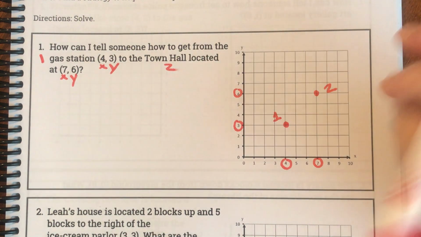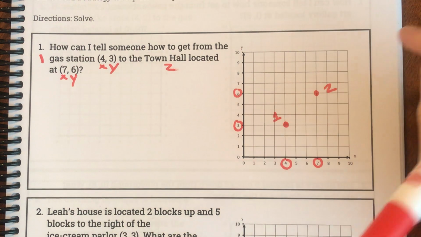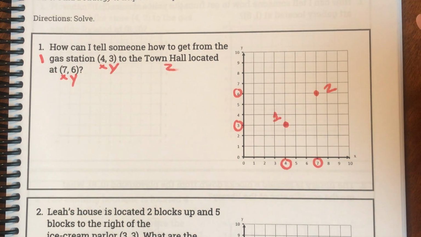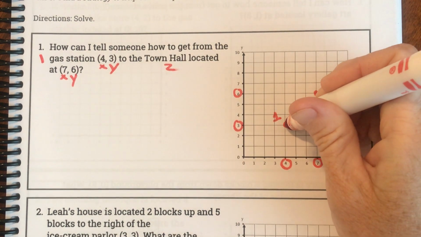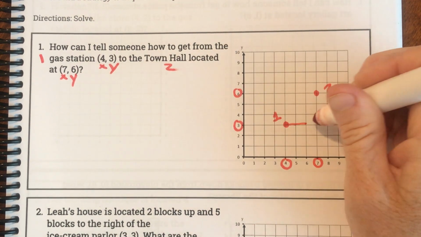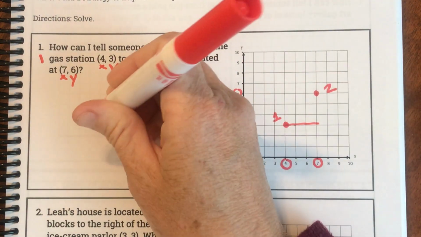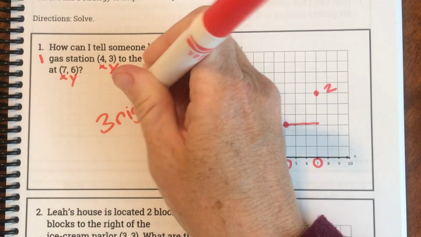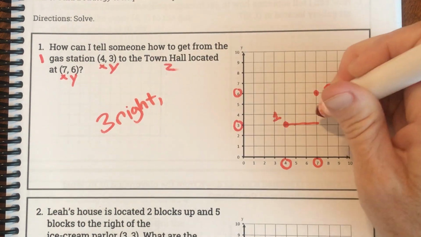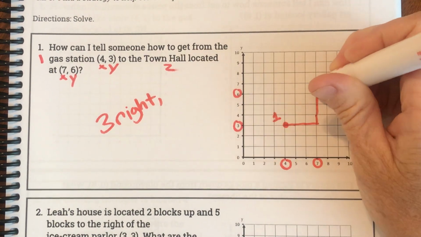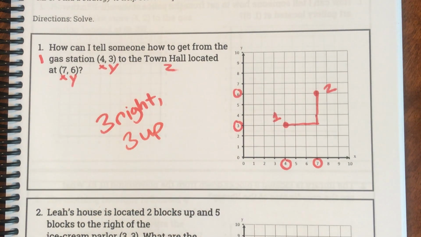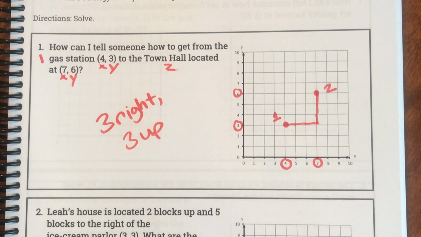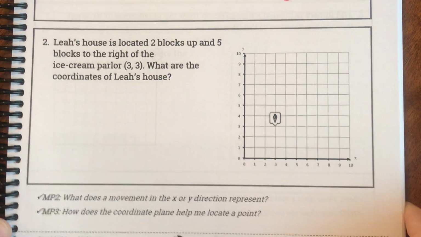Okay, so now that I have my points made and they're labeled my first and second location, now I'm just going to give some directions. So I'm going to go not left, but I would need to go right. 1, 2, 3 right. And I need to go 1, 2, 3 up. And that's how they would get from their first location to their second. Okay, let's see another one of these.